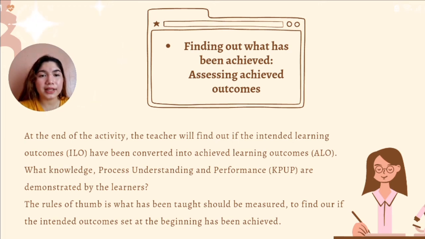So the rule of thumb is what has been taught should be measured to find out if the intended outcomes set at the beginning have been achieved. And at the end of the activity, the teacher will be able to know if the students have acquired the knowledge or have learned something from what the teacher has given. The learning outcomes of the students will also identify what knowledge the learners have acquired or what things they need to improve before going to another topic.